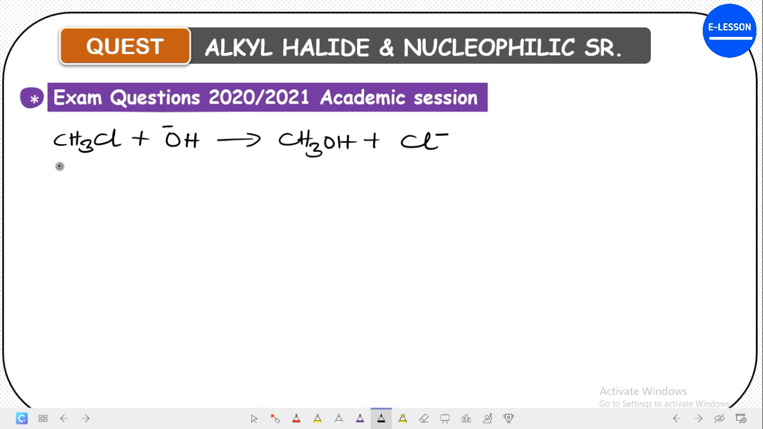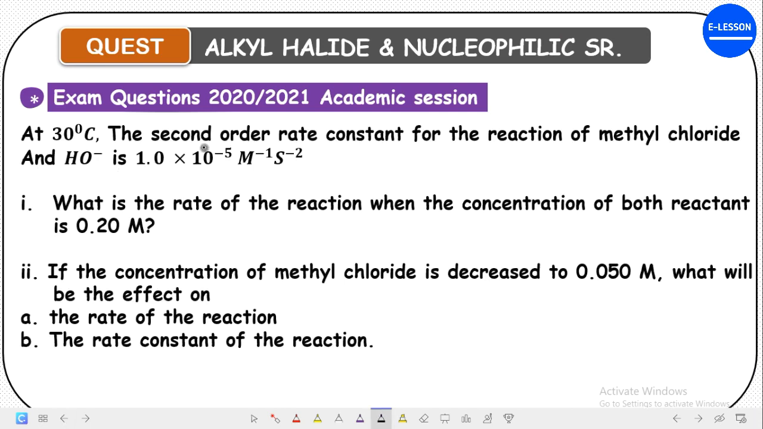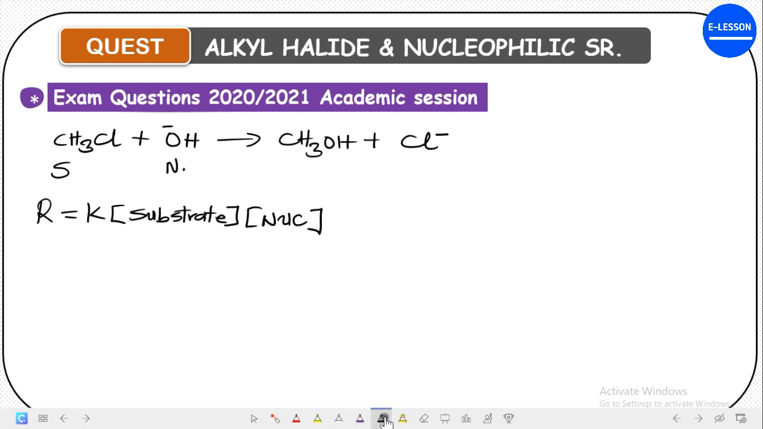Now here this is our substrate and this is our nucleophile. So the rate of the reaction will be equal to K. Since it's SN2, it requires the substrate, all right, and the nucleophile. Let me use this to indicate the nucleophile. So you are given the second order rate constant as 1.0 times 10 raised to the power of minus 5. So we have our K, 1.0 times 10 raised to the power of minus 5, with the unit in mole per second.